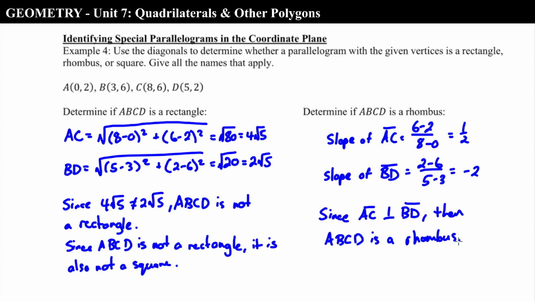All right, so that's a little bit of a look at how to deal with figures when we know what the coordinates of the vertices are. Coming up in the next and final section of this unit, we are going to talk about two final types of quadrilaterals, those being kites and trapezoids.